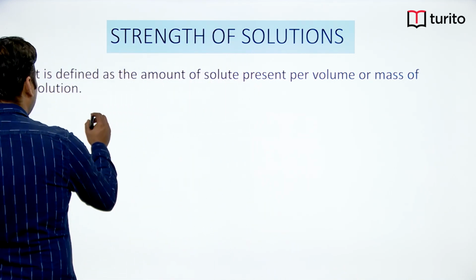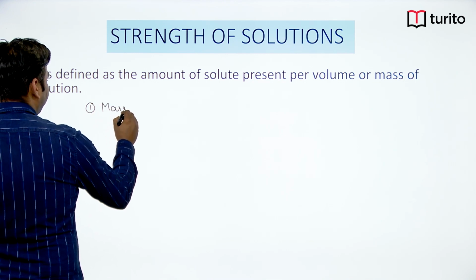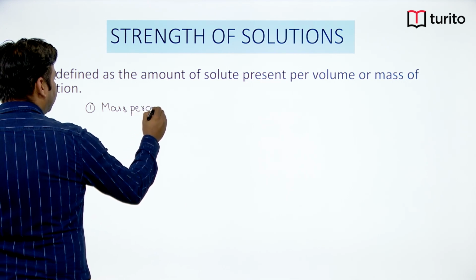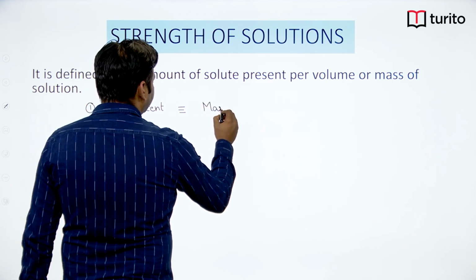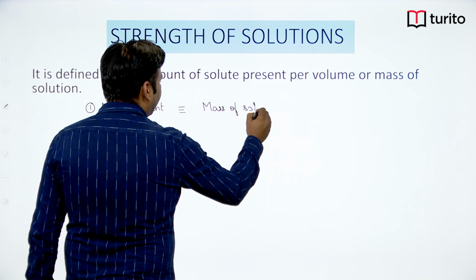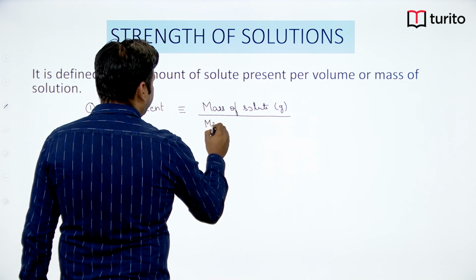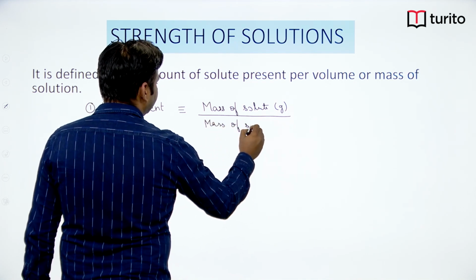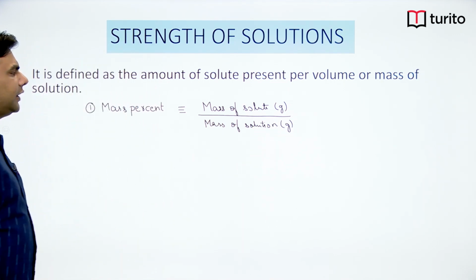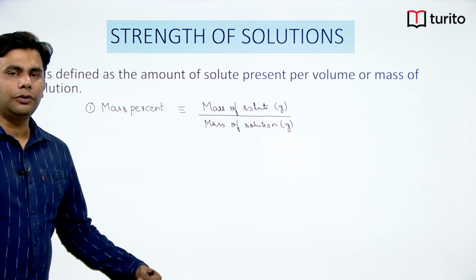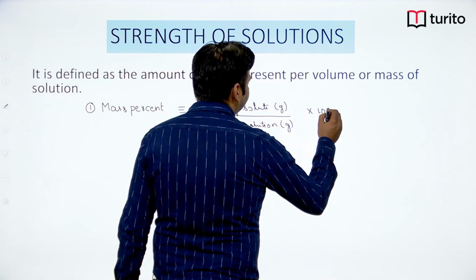The first being mass percent. So what is mass percent? It is basically mass of solute in grams divided by mass of solution in grams. So mass percentage is basically the mass of solute that is contained in a given mass of solution. Because it is a percentage, we will multiply this with 100.